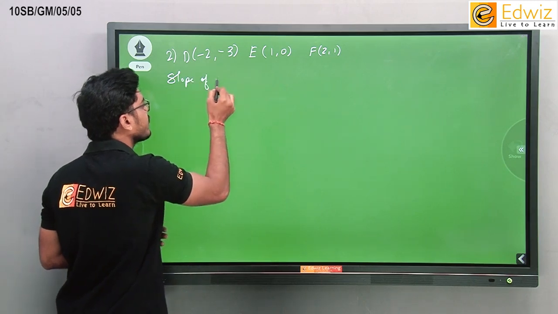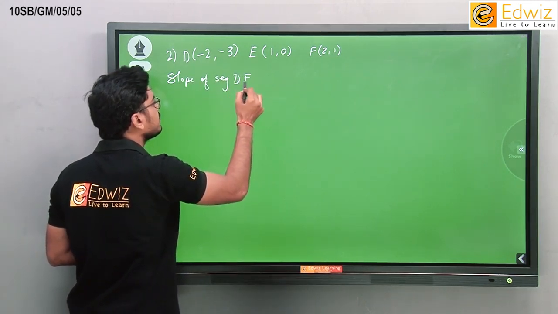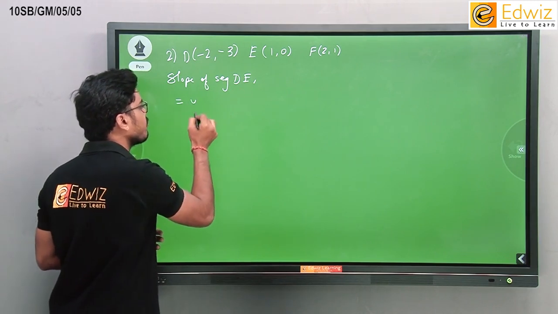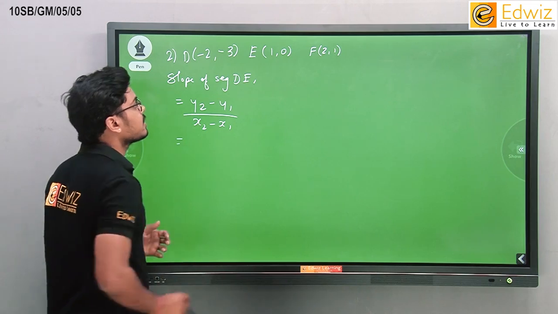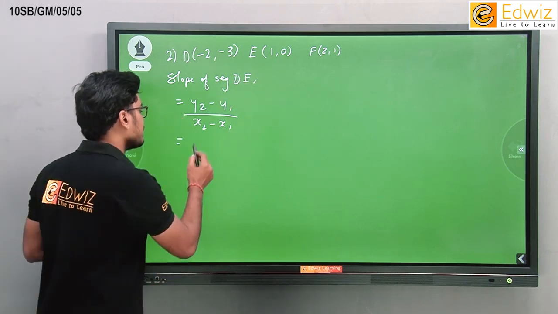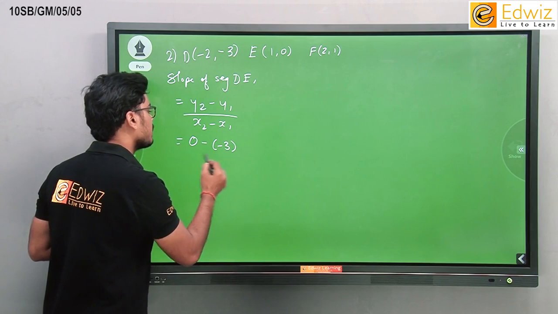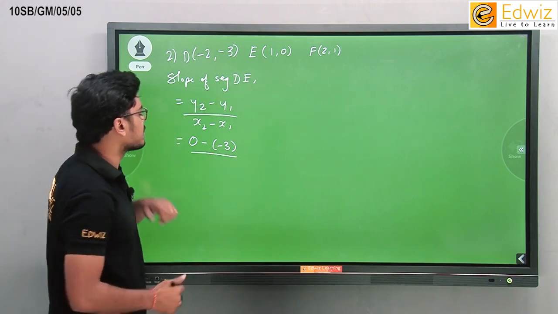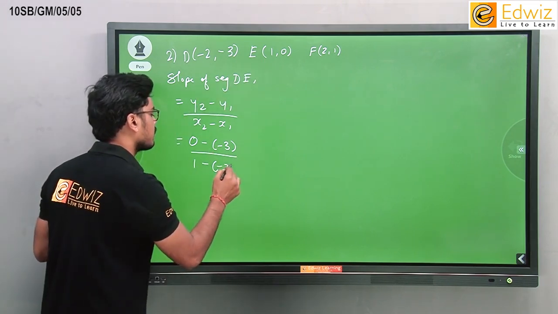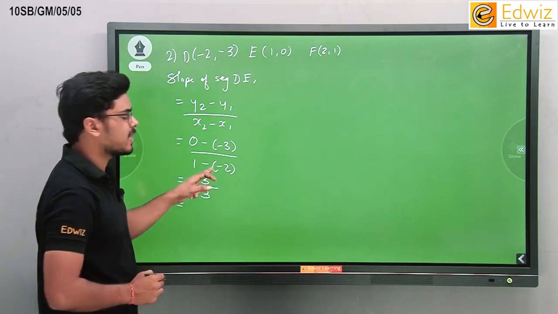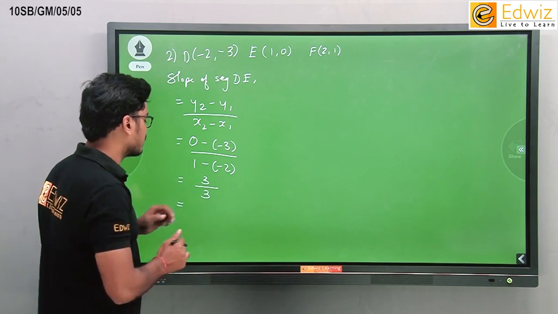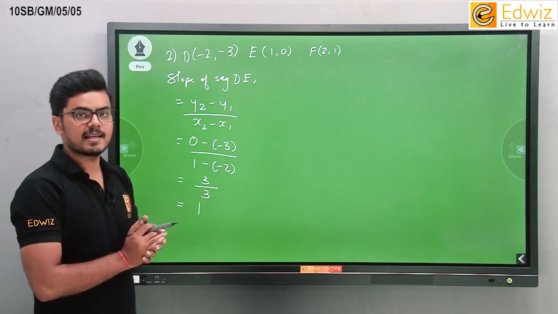Slope of segment DE will be equal to y2 minus y1 upon x2 minus x1. So 0 minus (-3) divided by 1 minus (-2). This will be plus 3 divided by 3. 1 plus 2 we get 3. 3 upon 3 is 1. So the slope of this line is 1.